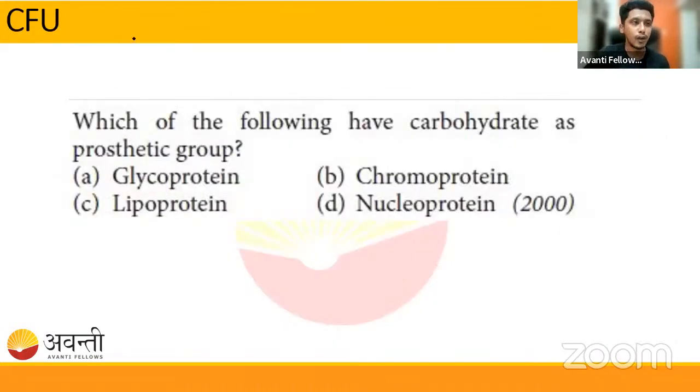Too much talking, but now we have to solve a question. Here is a question: which of the following have carbohydrate as prosthetic group? I'll launch the poll for now. You can try to answer this question. I hope you can see.